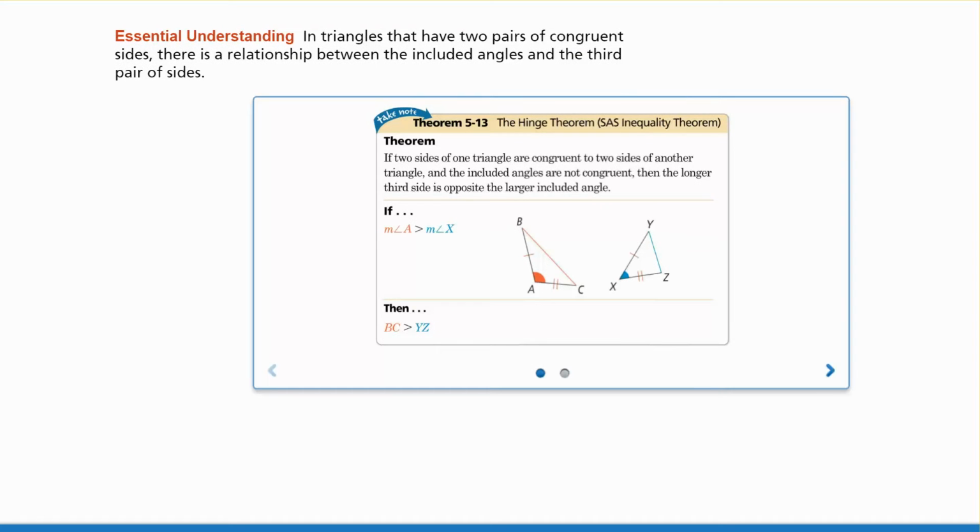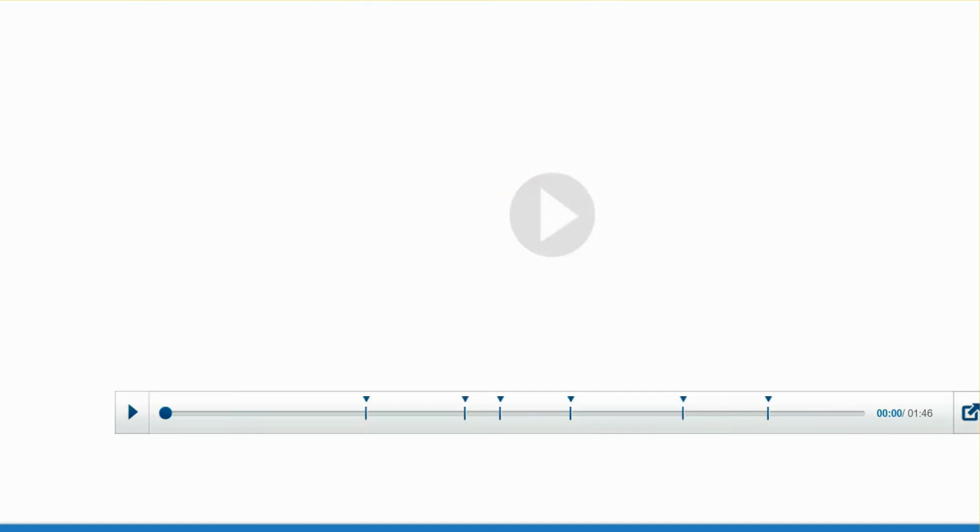And if you want to write the hinge theorem into your notes, it is theorem 5.13. This can be found in your online textbook as well. But if you want to pause the video and write this theorem down, the hinge theorem, you can do so now. Now let's look at an application of the hinge theorem.